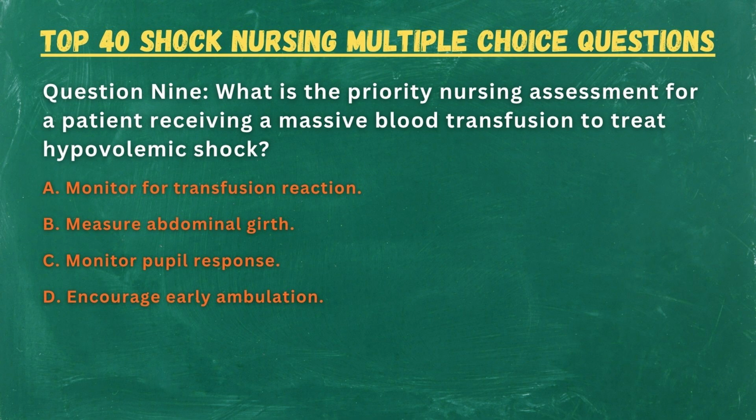Question 9. What is the priority nursing assessment for a patient receiving a massive blood transfusion to treat hypovolemic shock? A. Monitor for transfusion reaction. B. Measure abdominal girth. C. Monitor pupil response. D. Encourage early ambulation. Answer. A. Monitor for transfusion reaction.